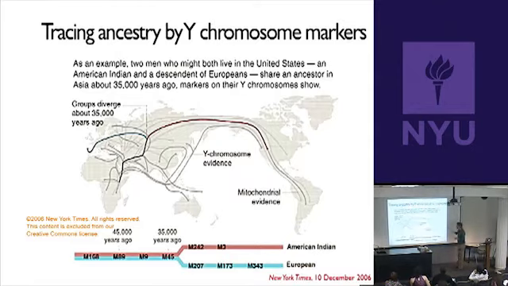What's depicted here is, let's say we want to compare two people, a European man and a Native American man. The way we do it is we do this test, we send their DNA off, we get their Y chromosome genetic profile, and you find that the European man has this mutation, this mutation, this mutation, and so on.